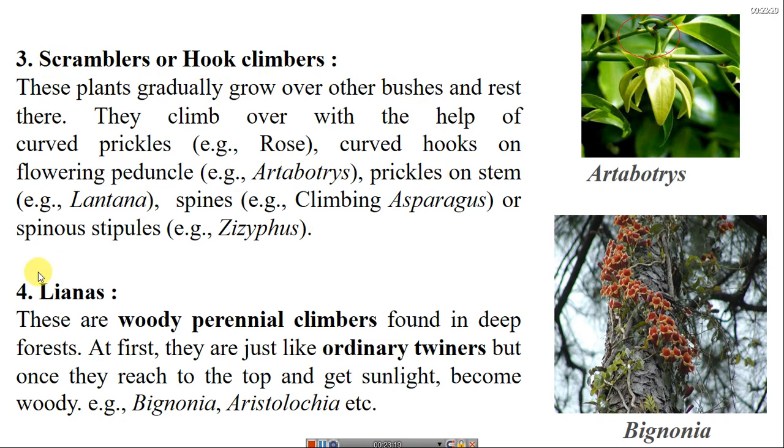Now the fourth climber type is lianas. Lianas are woody climbers. First they grow onto the support of the plant just like an ordinary twiner. They twine around the plant, and then they become woody. This way they keep their hold onto the support. Examples are Bignonia and Aristolochia. You see how woody this climber has become once it is fully grown.